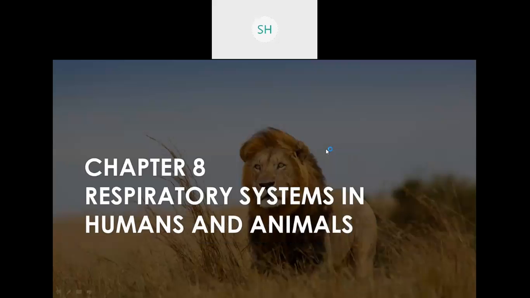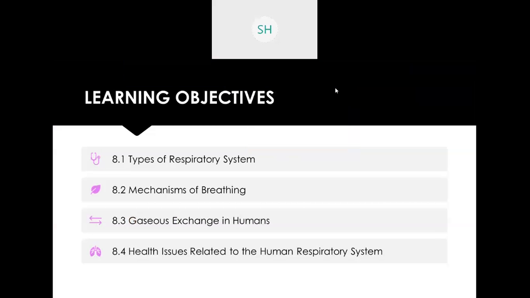Hello everyone. So today I'm going to continue on chapter 8, which is respiratory systems in humans and animals. So let me start. Basically, there are four learning objectives in this chapter. We're going to learn about the types of respiratory system in humans and also animals.